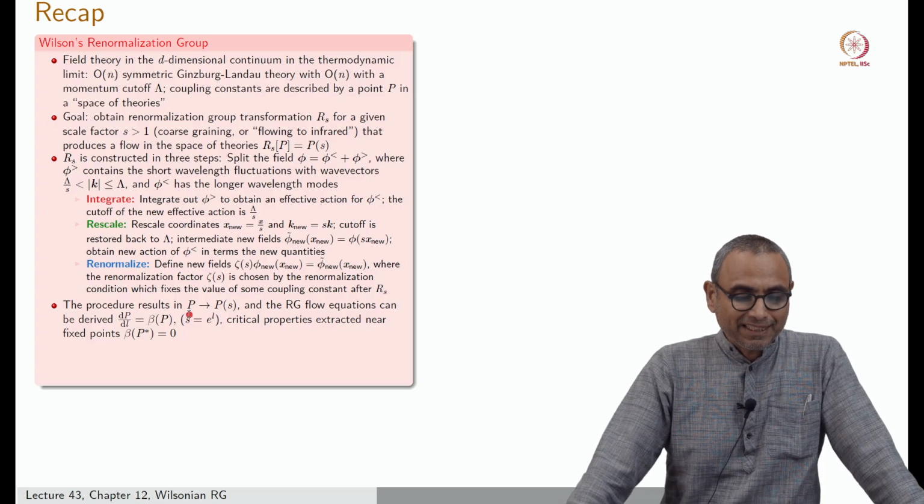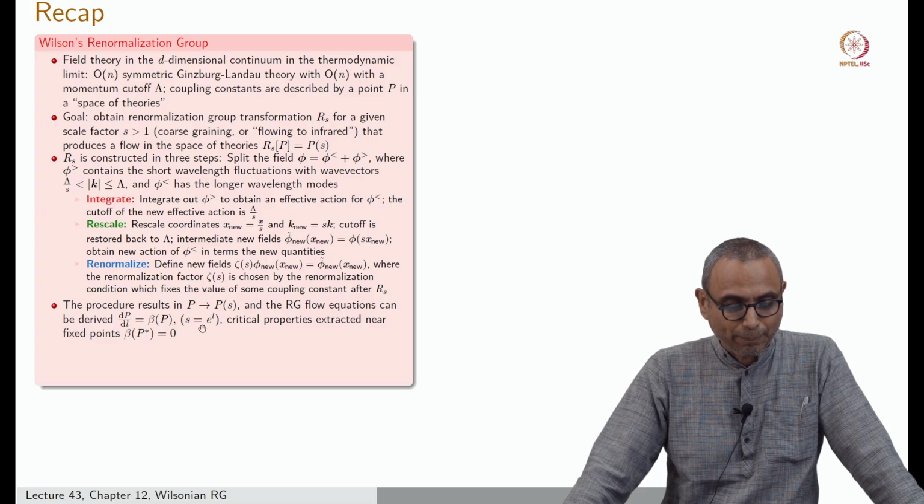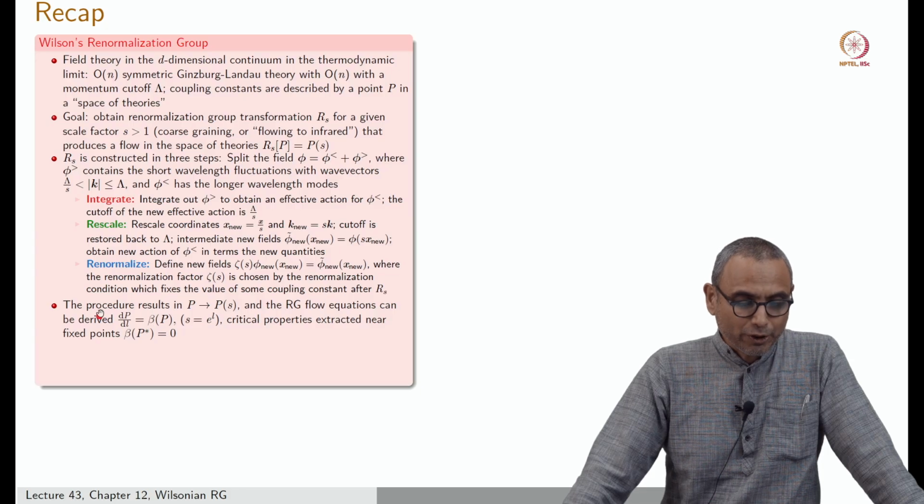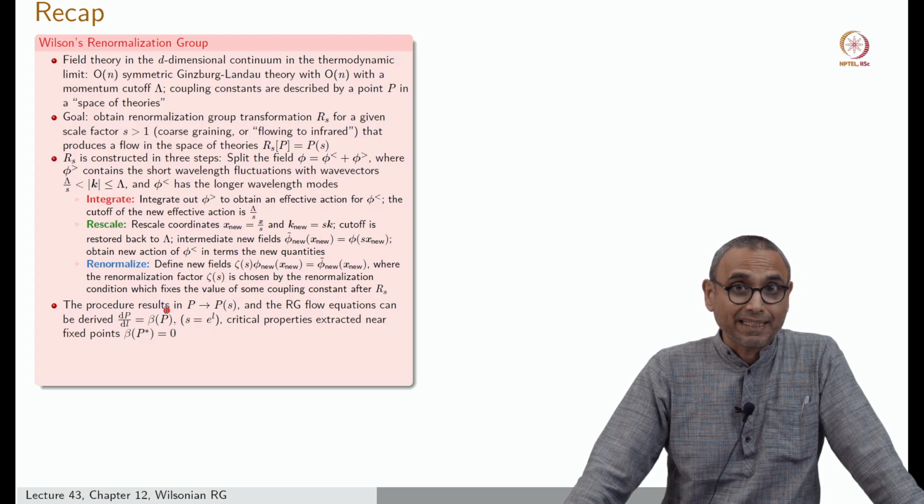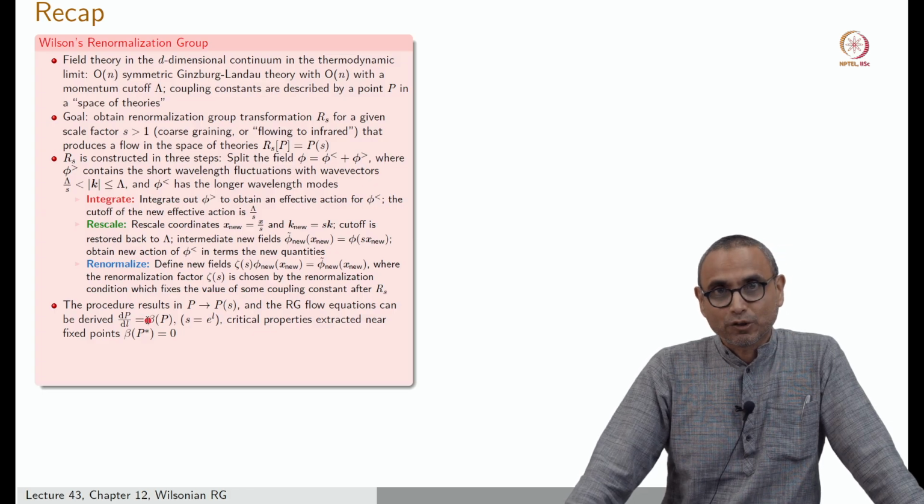So this procedure will induce this flow from P to P of S, and there is a very nice differential version of this flow one can write down. What one writes down is, if you parameterize S as e to the power L, you're taking the logarithmic derivative with respect to S of this quantity, and then you will see that you will get something called the beta function on the right hand side. So in a sense you can say that the goal of renormalization group is to derive this beta function.